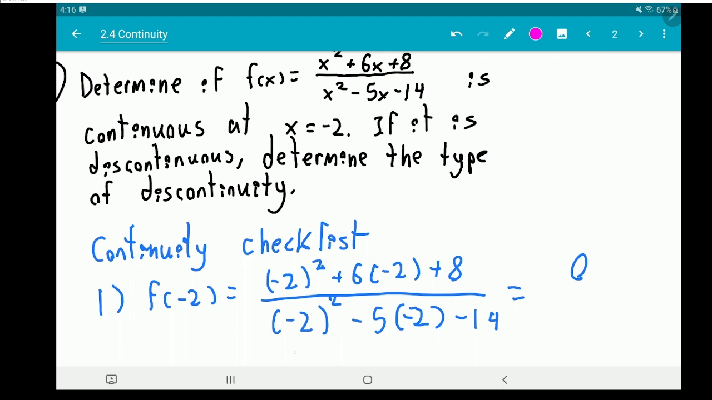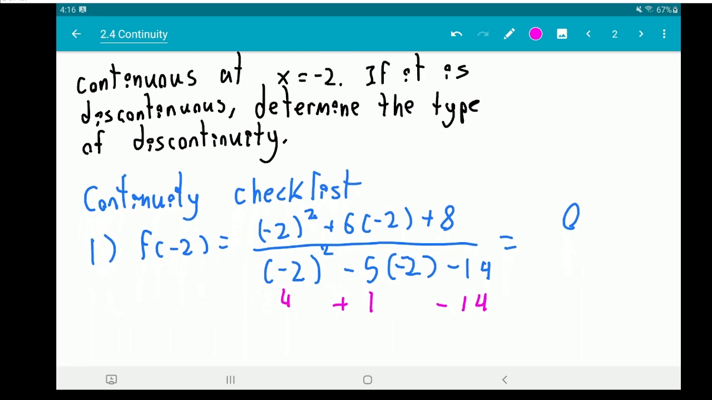Let's just write it out so I'm not confused. 4 plus 10 minus 14. Biggest tip I can give is don't try to do too many steps in your head, because I was about to mess myself up there. So 4 plus 10 minus 14, yep, that's 0.